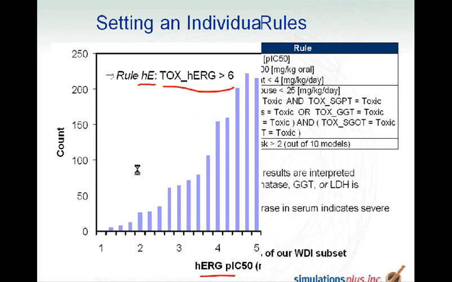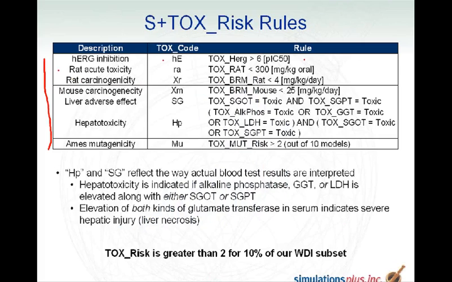Overall, we have 7 rules. The first one is the hERG inhibition if the predictive value is above 6. Rat acute toxicity, rat and mouse carcinogenicity, liver adverse effects, both for elevation of glutamyl transferase enzymes and also a hepatotoxicity score. And then finally an Ames mutagenicity test, and this is the score of 2. If it has 3 or more positives in our set of 10 Ames models, we would flag the compound.